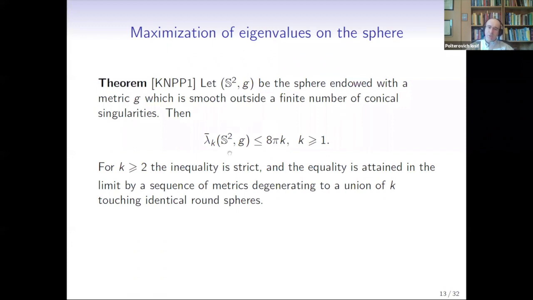It is attained only in the limit by a sequence of metrics which degenerate to a union of k identical round spheres. So you can think about spheres glued to each other, which are identical round spheres. And that is the sort of limit of the maximizing metric. And in particular, the big lambda k of S2 is equal to 8 pi k for k greater or equal than 1, for any k.